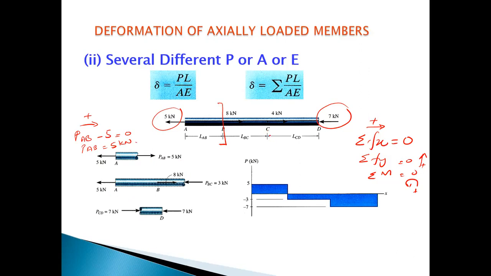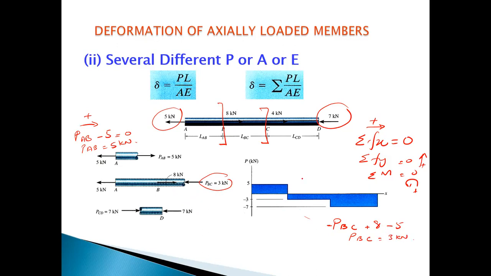Now, in the second part, we cut the section at C. When we cut the section at C, here we have 5 kilonewton load in the tension zone, and from B to C we have 8 kilonewton of force, also in the direction of tension. We calculate this by using the same formula. We assume PBC in compression: PBC plus 8 minus 5, and plus 8 minus 5 will be 3. So PBC will be 3 kilonewton.